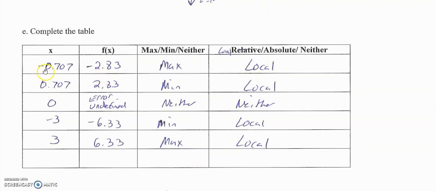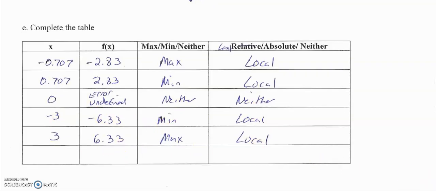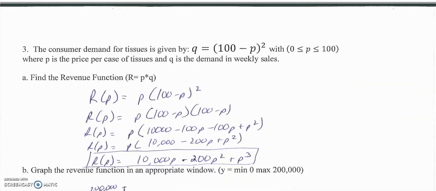So again, at negative 0.707, comma negative 2.83, we have a local max. At 0.707, comma 2.83, we have a local min. Neither on 0. At negative 3, comma negative 6.33, we have a local min, and at 3, comma 6.33, we have a local max. Okay. Number 3 is a word problem.